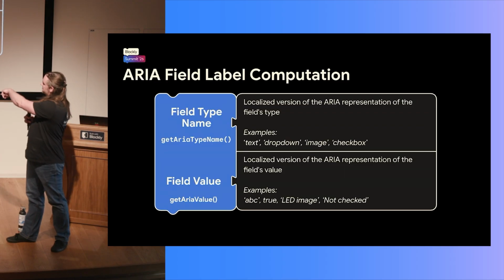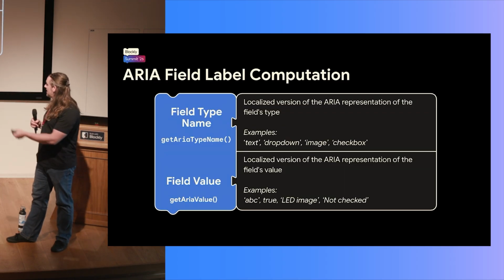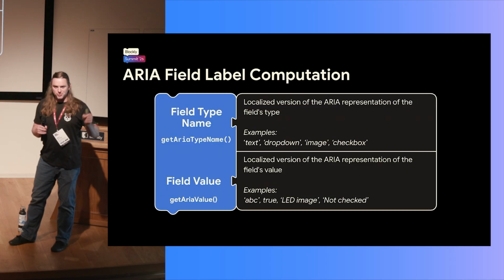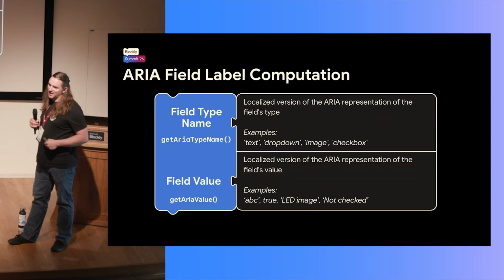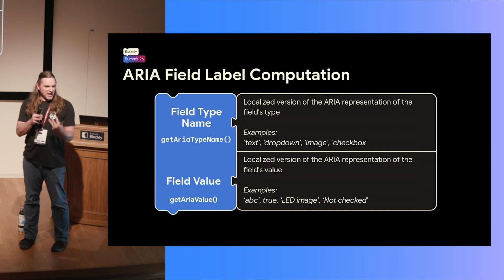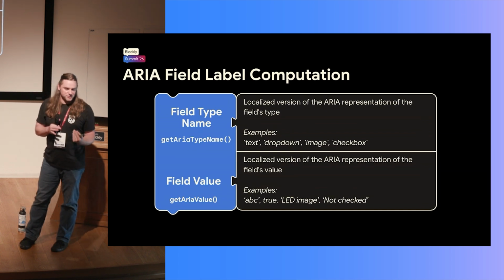The methods that I want you to be aware of are getAriaTypeName, the one that's going to return text or dropdown or image, whatever the type is, and then getAriaValue, which is going to somehow turn the actual field value into something that's readable.